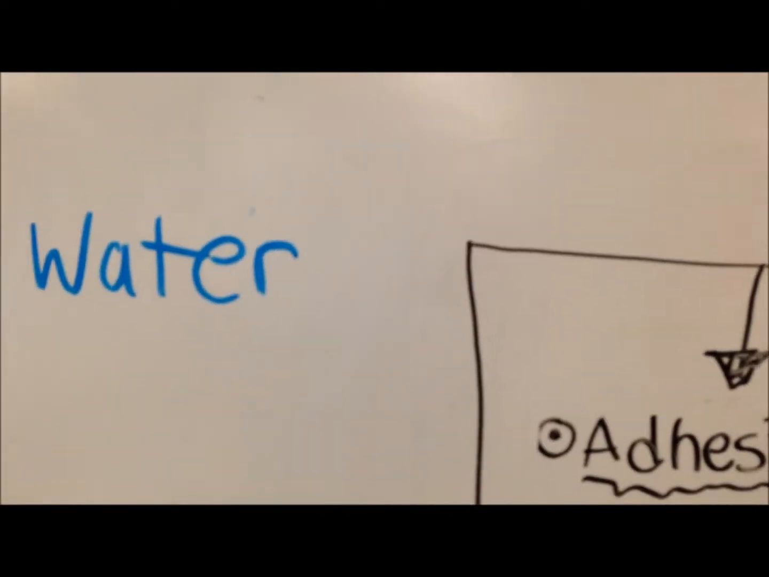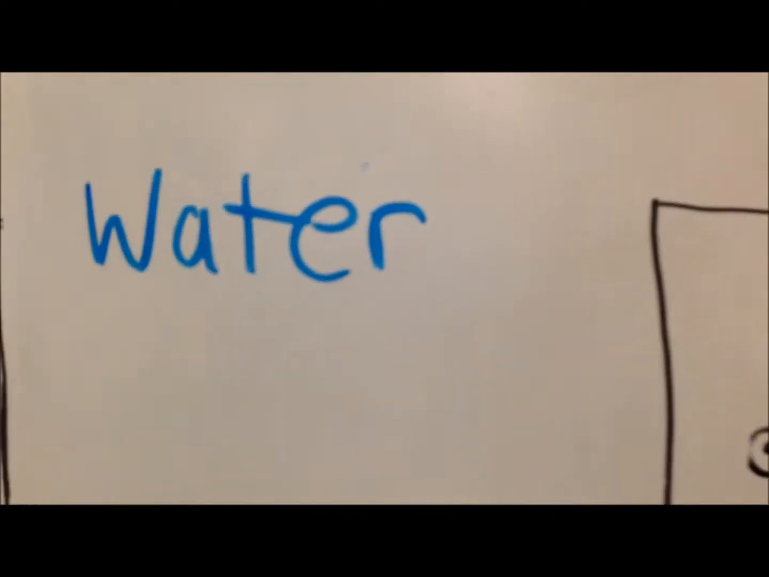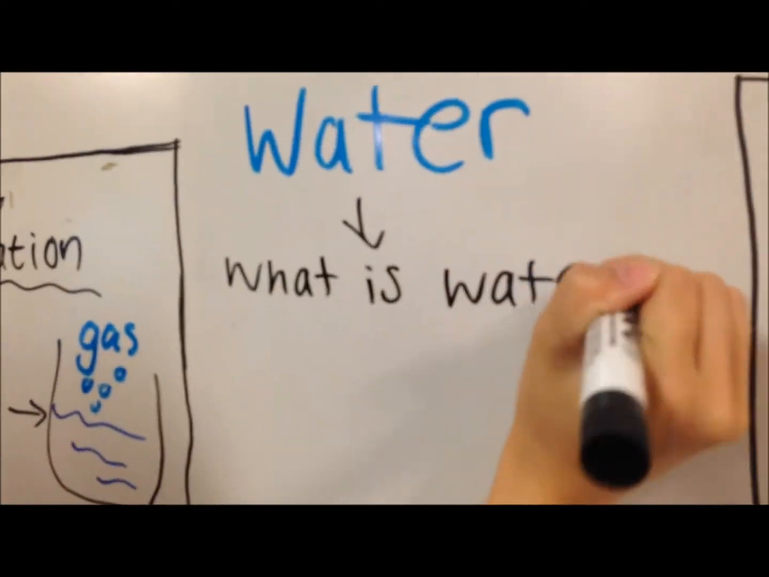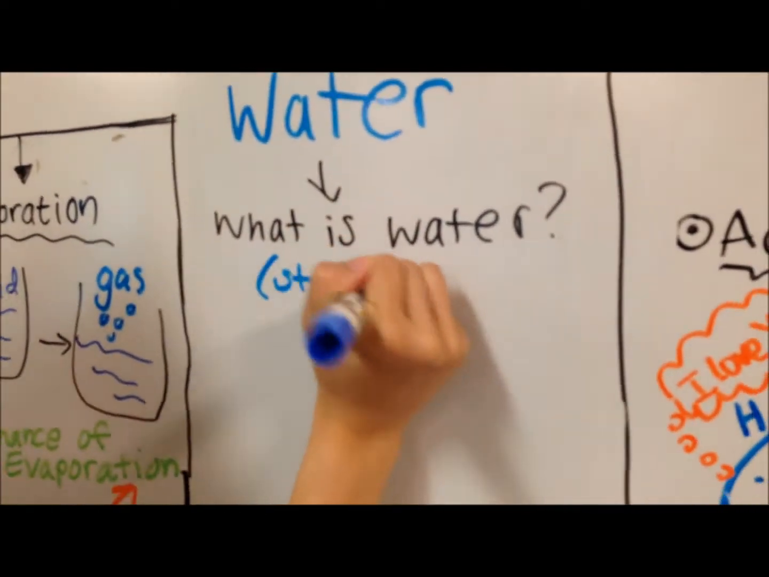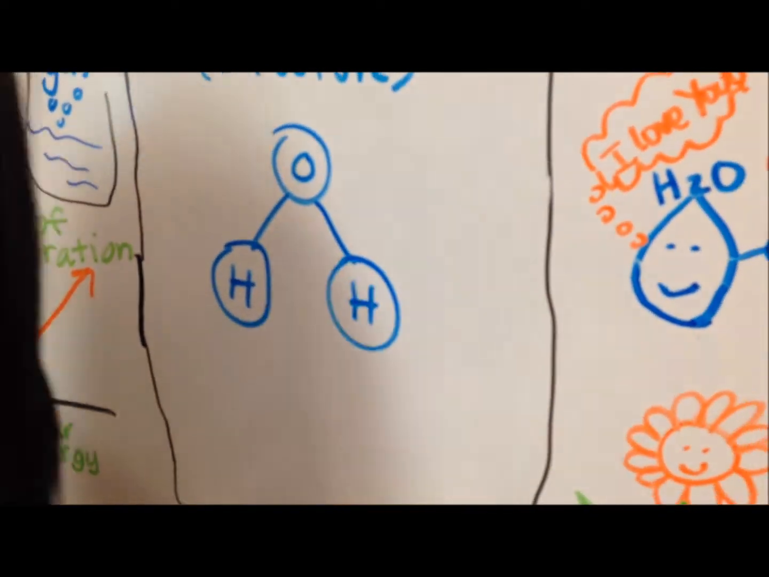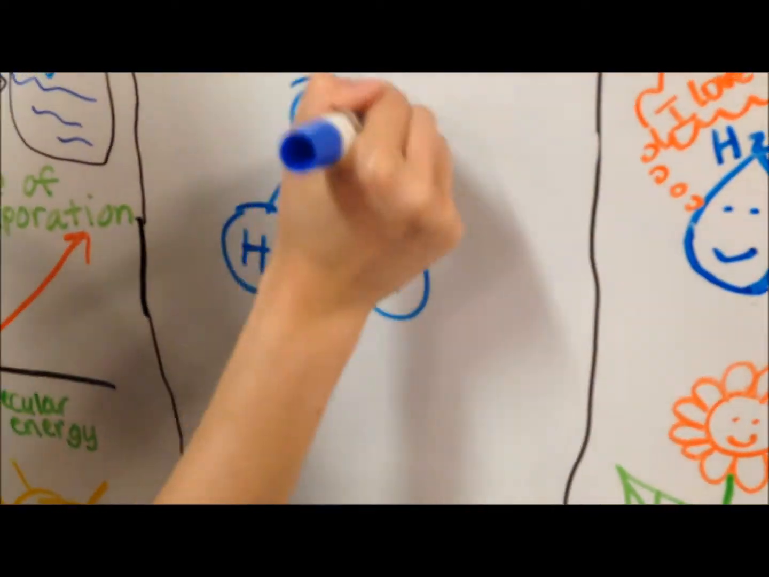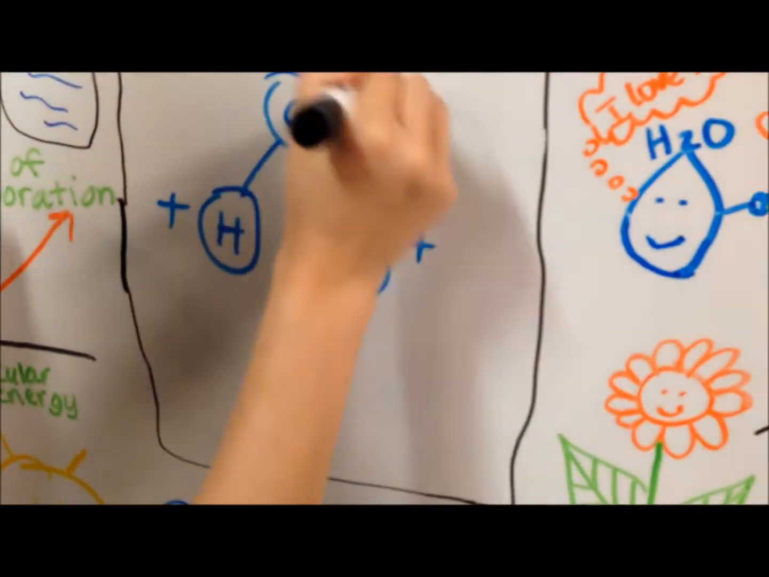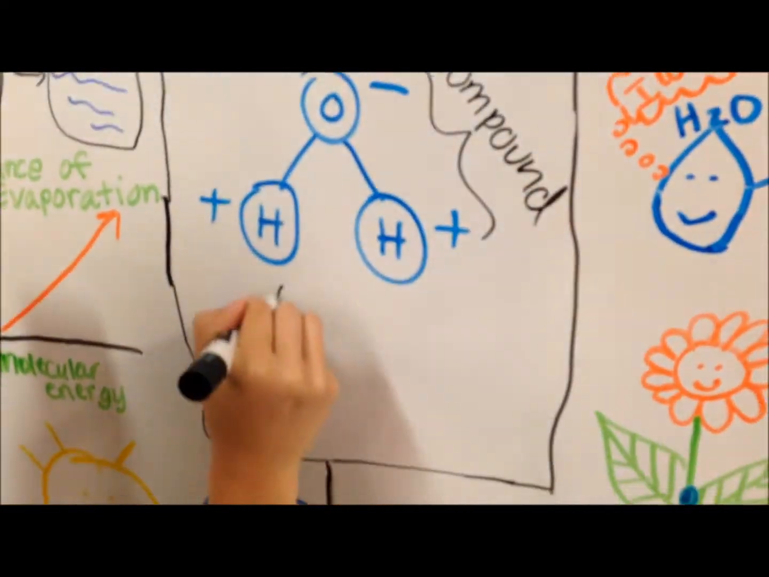Water. What is water? Water is a very simple compound. It has 2 hydrogen atoms and 1 oxygen atom. The hydrogen atoms are positively charged and the oxygen is negatively charged. There is a covalent bond between the hydrogen and oxygen atom.